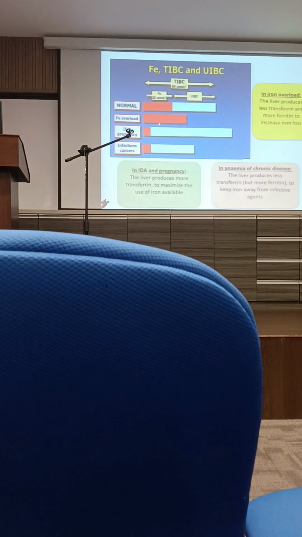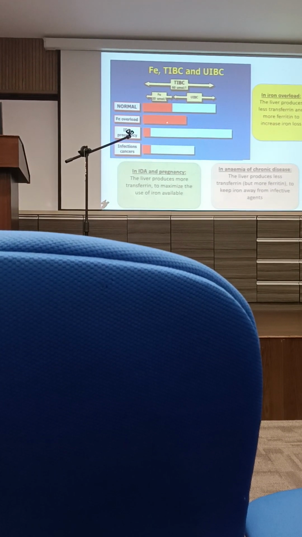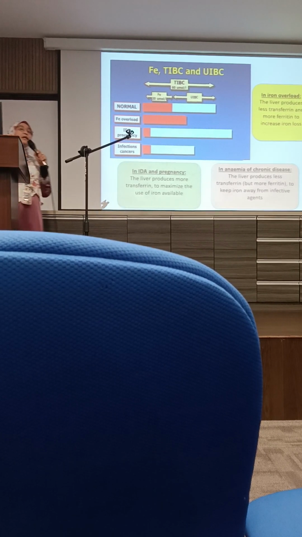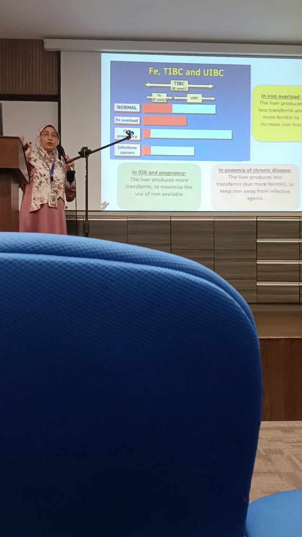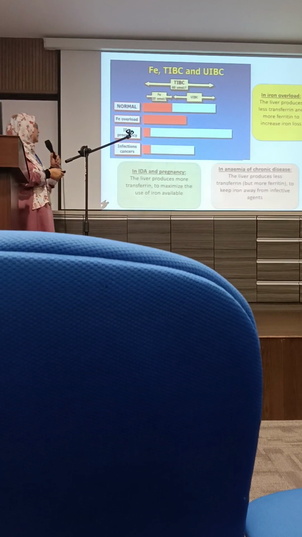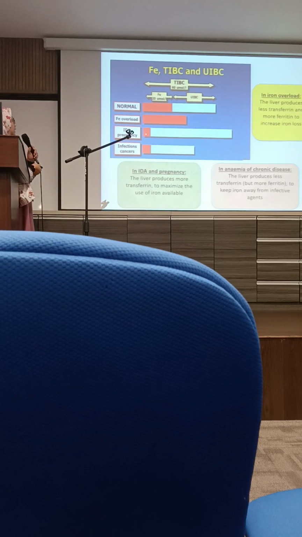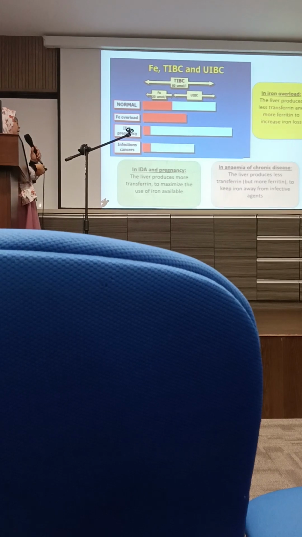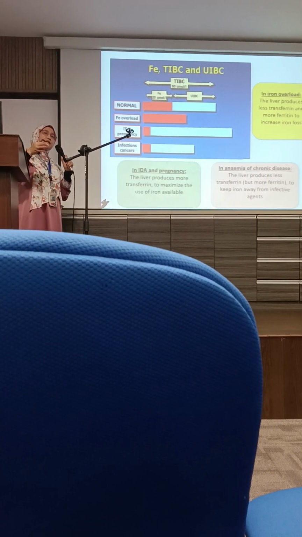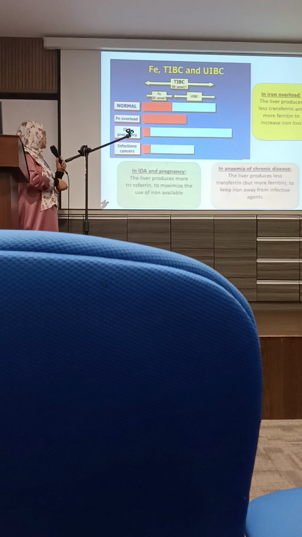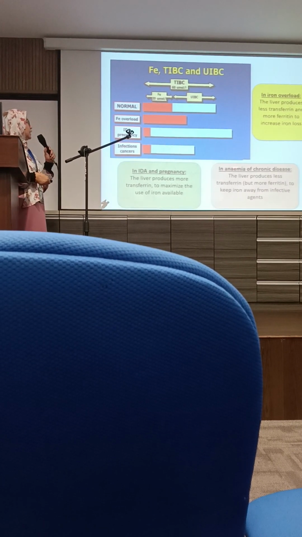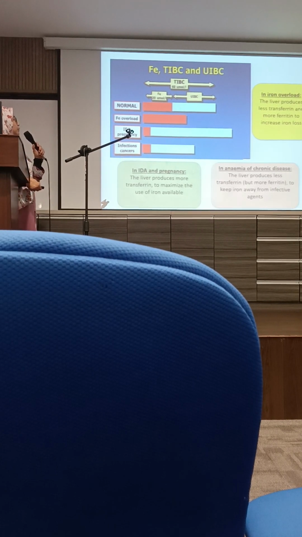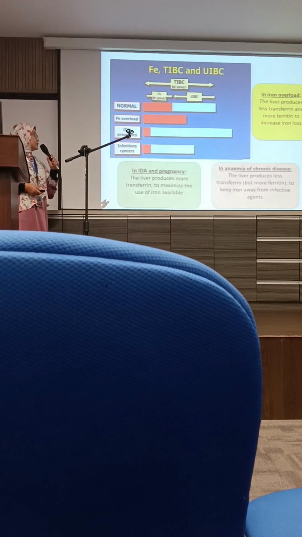So in iron overload, the liver produce less transferrin and more ferritin to increase iron loss. But you dah banyak iron kan, you nak buang lah. Sebab iron overload is also not good, it's a pathological condition, it can be toxic. In iron deficiency and pregnancy, the liver produce more transferrin to maximize the use of iron available. Sebab you tak cukup iron, you need to transfer the iron keluar kan. So you akan produce more transferrin. In anemia of chronic disease, the liver produce less transferrin but more ferritin to keep iron away from infective agents.